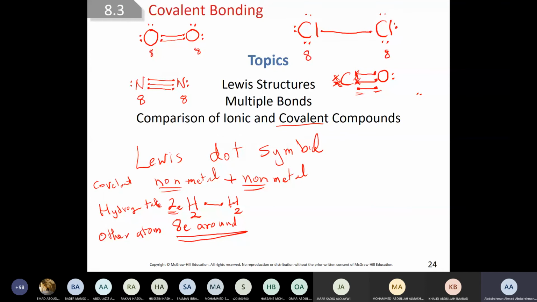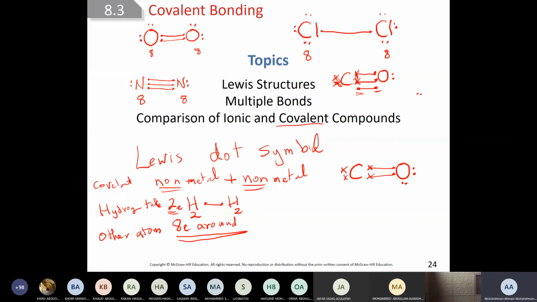Listen to me now. Okay, let's write the Lewis structure for carbon. I write X, X, X, X. How about for oxygen? Oxygen, 1, 2, 3, 4, 5, 6, right? Then I bond this with this one, and this with this one. If I do this, now how many electrons around the oxygen?